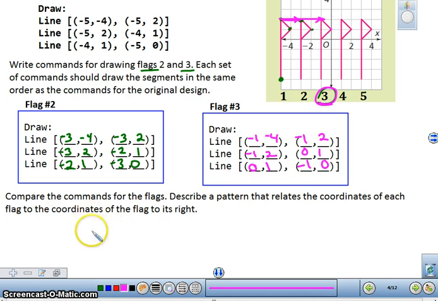So if we were describing it in words, we would want to say that we're moving the flag to the right. How far to the right? Well, keeping in mind when we started with our ordered pairs that x always moves us left and right, and y moves us up and down. To change our x coordinate, how is our original point changing?